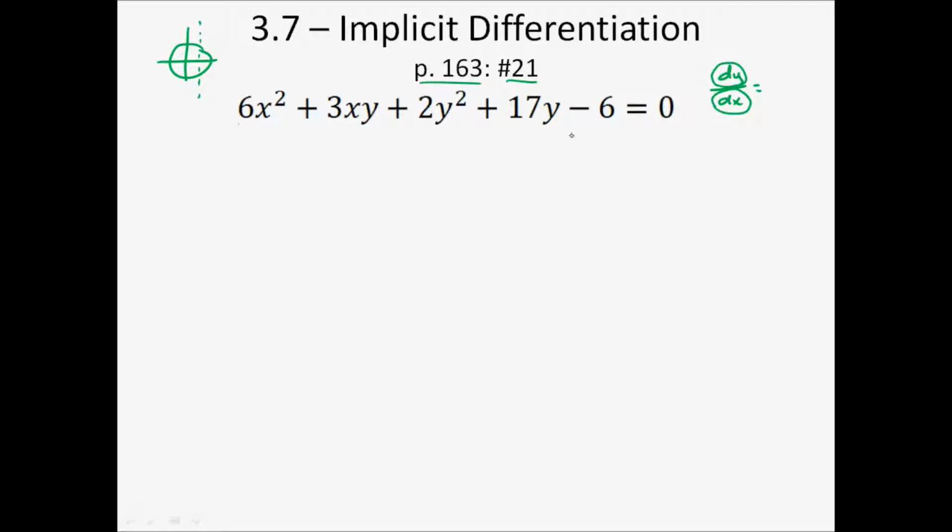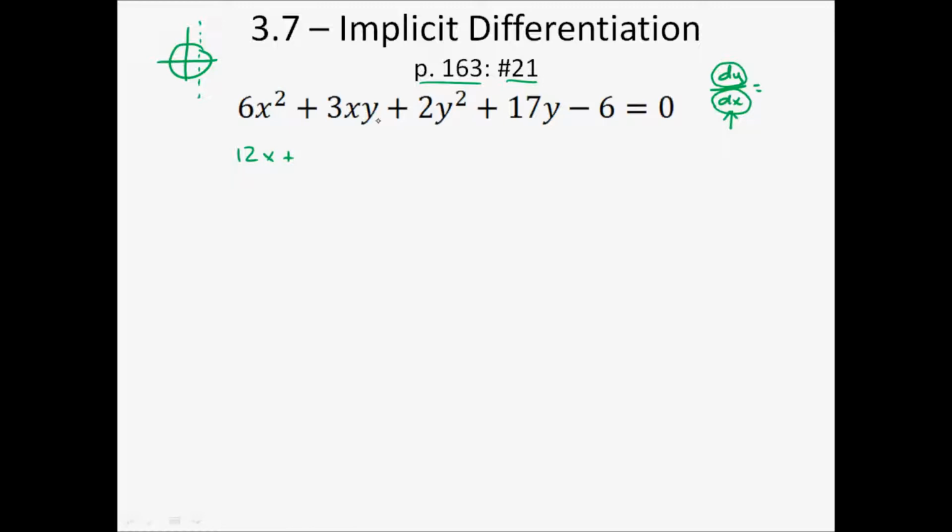We're going to work our way through, and what we need to be careful about is remembering that y is not what we're taking the derivative with respect to. We're taking the derivative with respect to x. And so y is a function of x. So we have to keep that in mind when we take the derivative of y. I'll show you how to do that in a second. All right, let's start with the first term, which is very easy. The derivative of the first term with respect to x is going to be 12x.